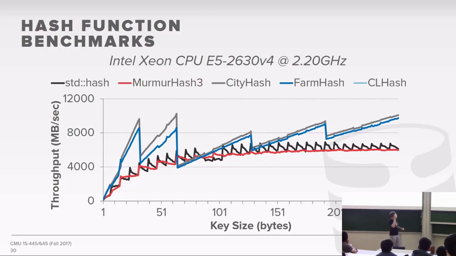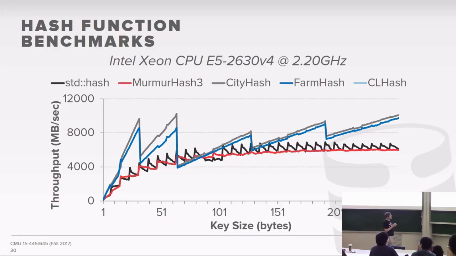In this, we're comparing against std::hash, which you are using for your first project, against MurmurHash3, Google CityHash, and FarmHash. And I'll show CLHash in the next slide. So what you see is that MurmurHash and std::hash essentially plateau right around here in the middle, and they're essentially doing the same. In the case of std::hash, you see this sawtooth pattern, where it gets faster and then gets slower as the keys get bigger.